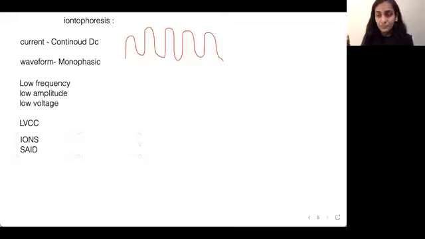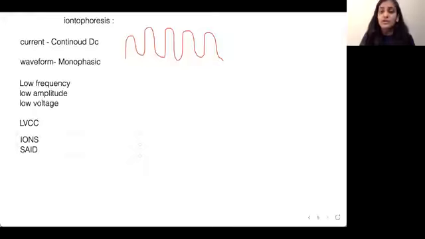Calcium, magnesium. Muscle spasm. Zinc. Dermal ulcers, your wound healing, that's going to be zinc. Copper. Copper is going to be for fungal infections. Silver. Silver is going to be for bacterial infections. There is one more that's called lithium. What is lithium for? Lithium is for gout. Yes, very good.